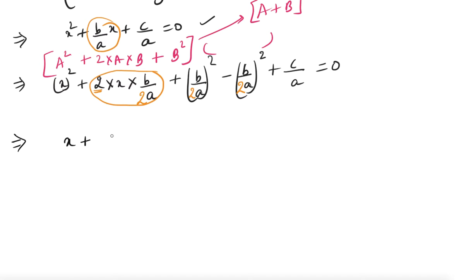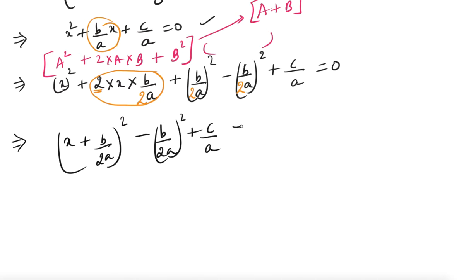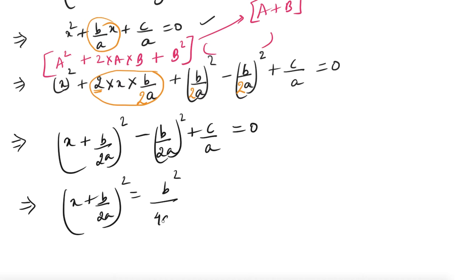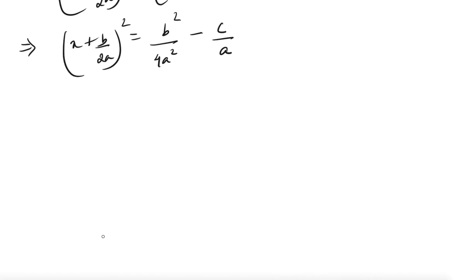Okay, now let us continue the video. So then we have (x + b/2a)² − (b/2a)² + c/a = 0. So this becomes (x + b/2a)² equal to, I'll take both these terms on the RHS, b²/4a² − c/a. Very simple. Now let us see what we get after further simplification.